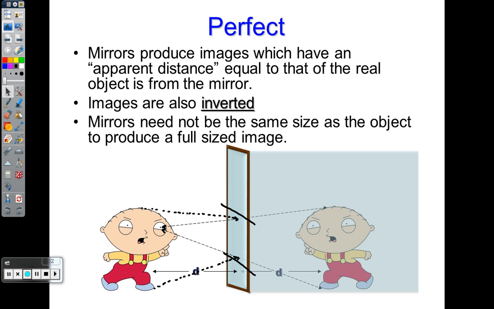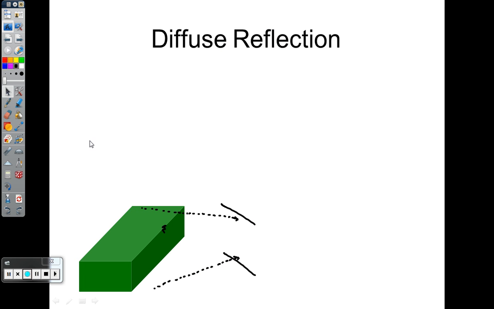Next, we're going to look at diffuse. So, if an object doesn't have a perfectly smooth surface, which is almost everything that we encounter on a day-to-day basis, or else everything would look like mirrors. Most everything we come in contact with does not have a perfectly smooth surface.